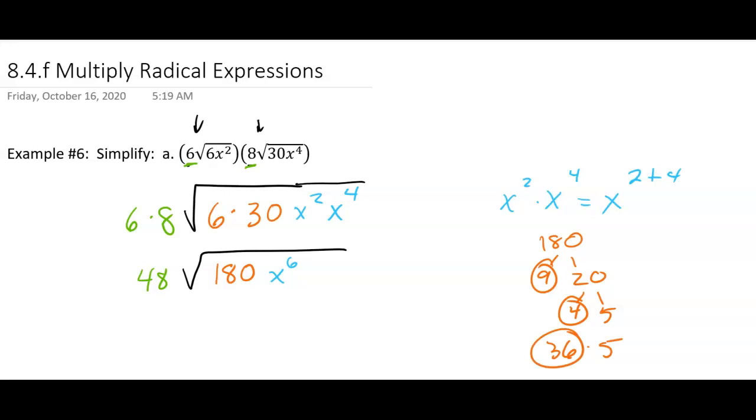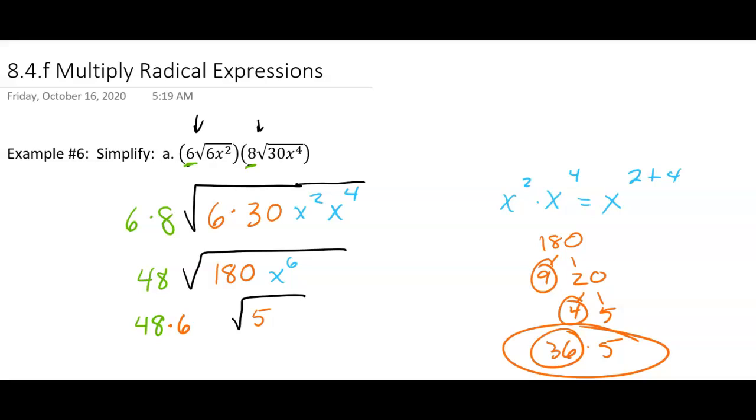Or you could break it all down into its primes and circle things up. I'm not sure exactly how you want to think of it. So there's my 48. I'm taking out a times 6. Okay. And then what's going to be left in the radical is the 5. Okay. So from that part right there, that's what happened to the 36. It came out, and then the 5 stayed in.